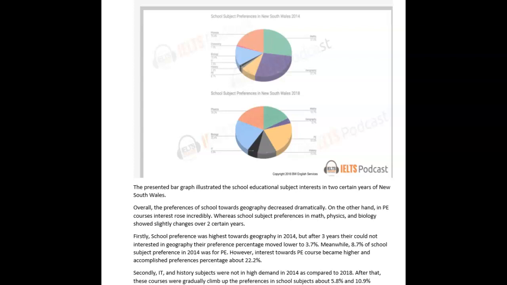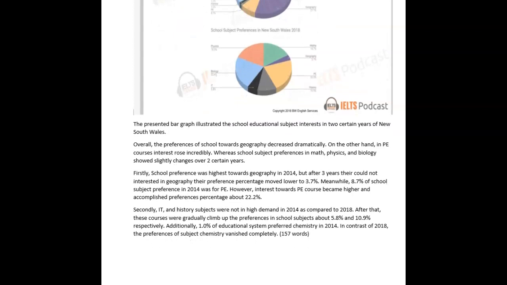We've got the school subject preferences in New South Wales. So let's see what you said. But it's not a bar chart, first of all, it's a pie chart. So make sure that you refer to it correctly, okay? All right, so the presented pie chart illustrates, because it illustrates it now, the school educational subject interests in 2 certain years of New South Wales. Okay, it's okay. It's a little awkward. I would have liked to see this written a little more cleanly, if I can say that.